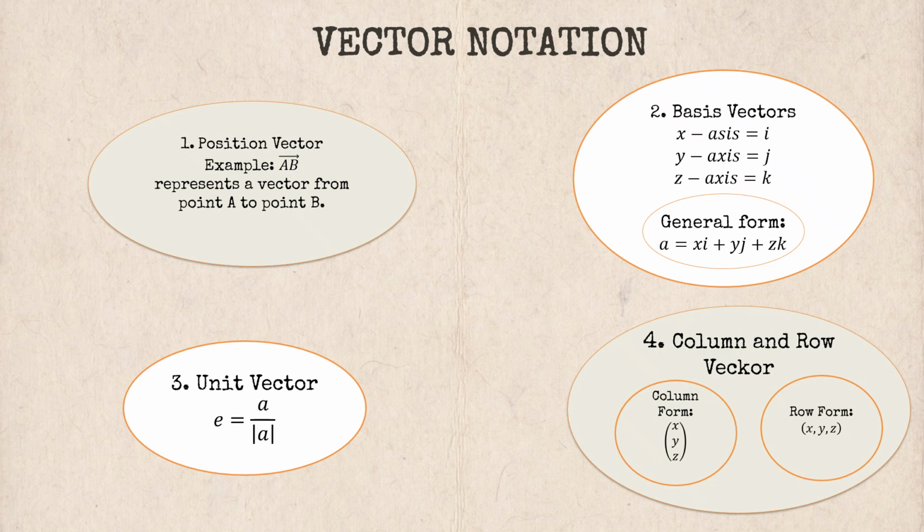Number 3 is unit vector. Number 4 is column and row vector. The column form is x, y, z. The row form is x, y, z.